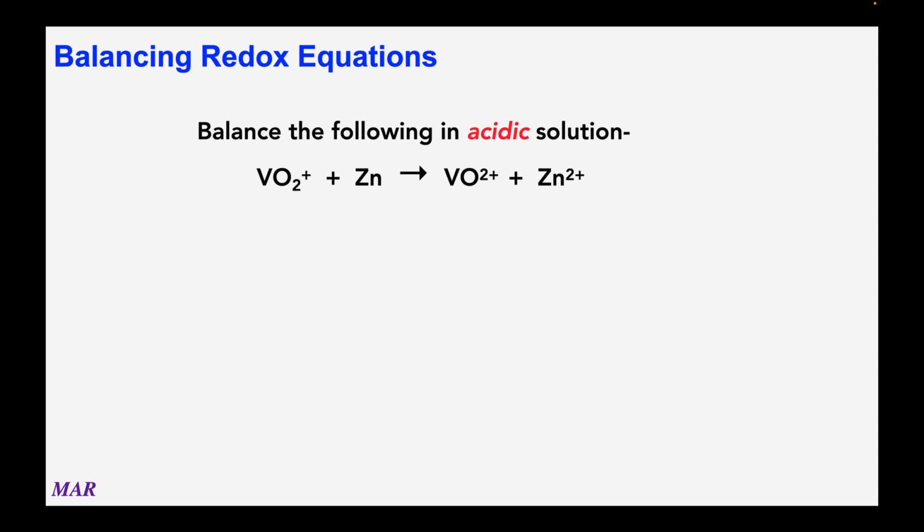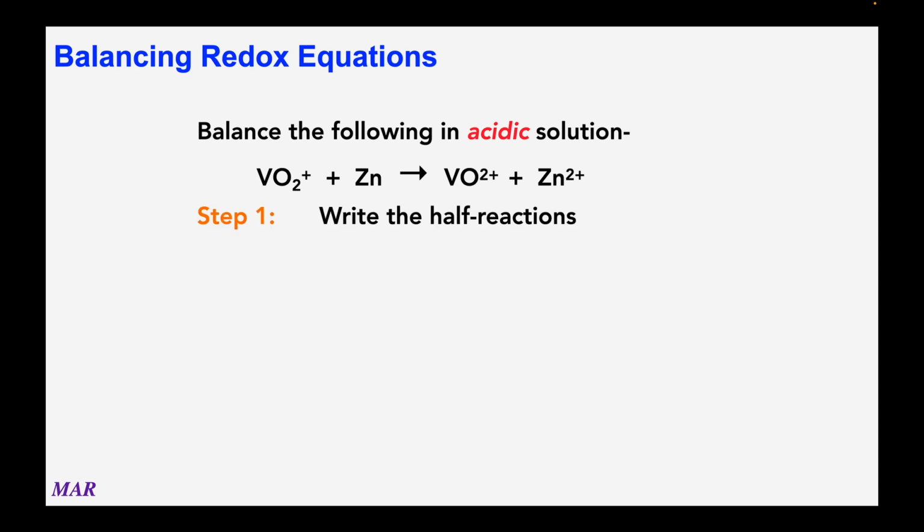But being in acid or base, which is what the third example will be, is going to be important. In acid, you can only have H plus and water. You can add as much of those as you need to. However, H plus and water is what you need to add. So let's see how this works.